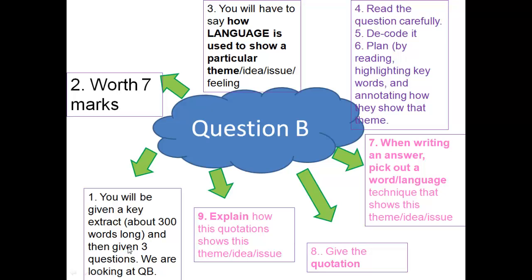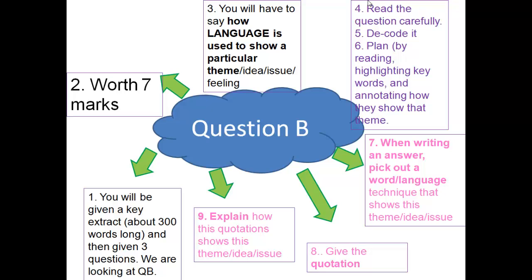So you will be given an extract from Of Mice and Men, which will be about 300 words long. You'll then be given 3 questions on that text. We are looking at question B, so the second question about that Of Mice and Men extract. Question B is worth 7 marks, and you will have to say how language is used to show a particular theme, idea or issue. You'll need to read the question carefully, so that you know exactly what it's asking you to look for. Decode it, highlight the key words in that question.